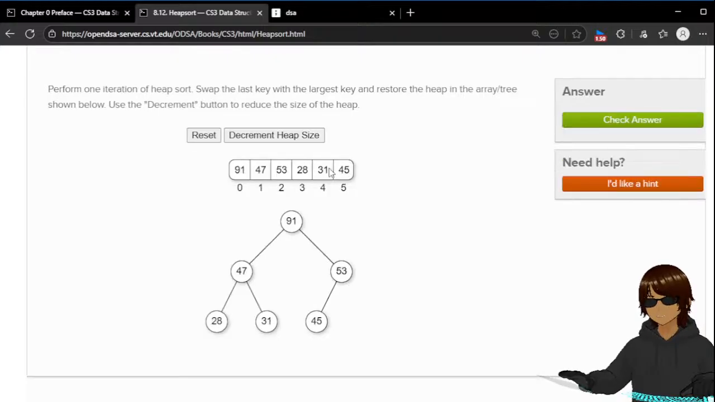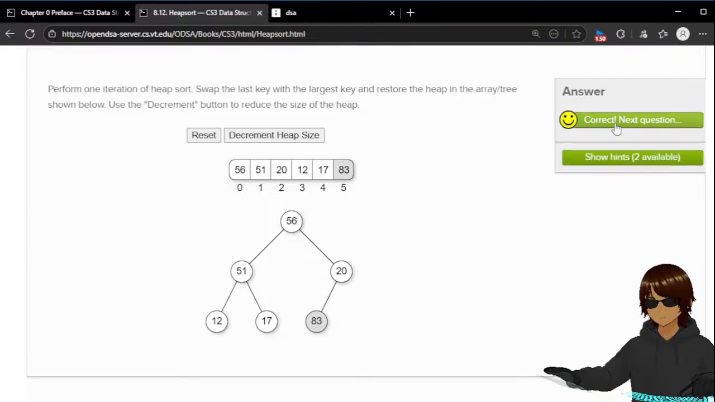Oh, I forgot that. 91, 45, decrement. So checking the children of 45, 53 goes up. 83, 12, decrement, 56, 51.